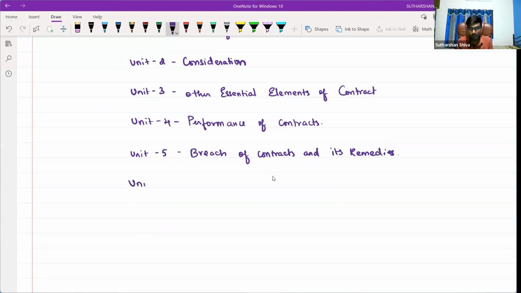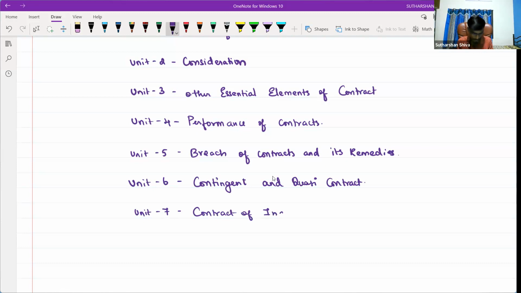Next, unit number 6. It is contingent and quasi contract. Okay. Unit number 7 is contract of indemnity. This may be new to you. Contract of indemnity and guarantee.